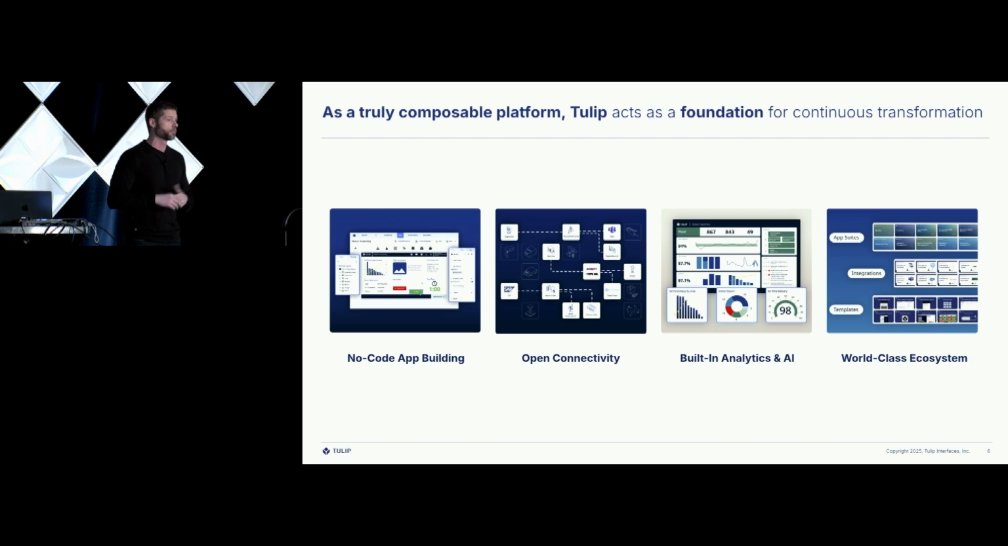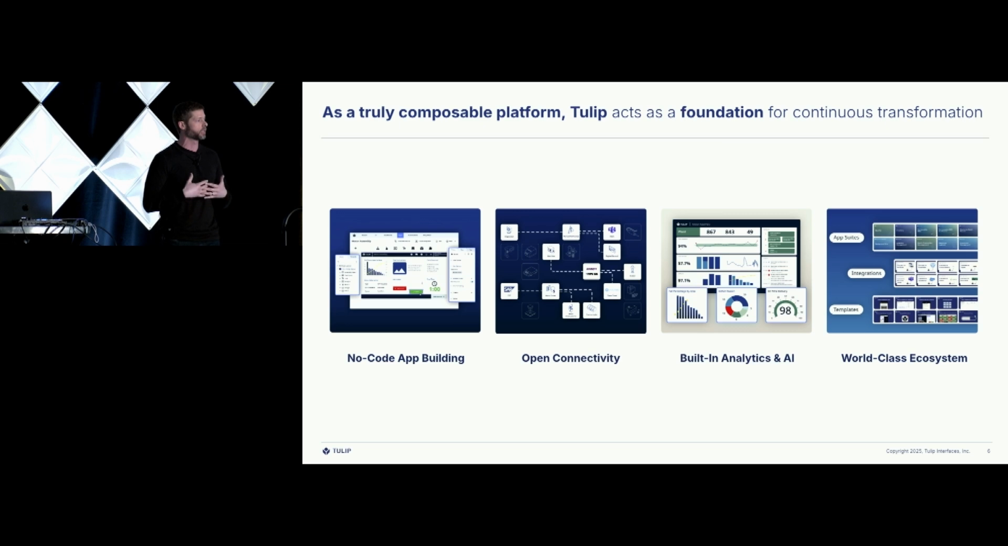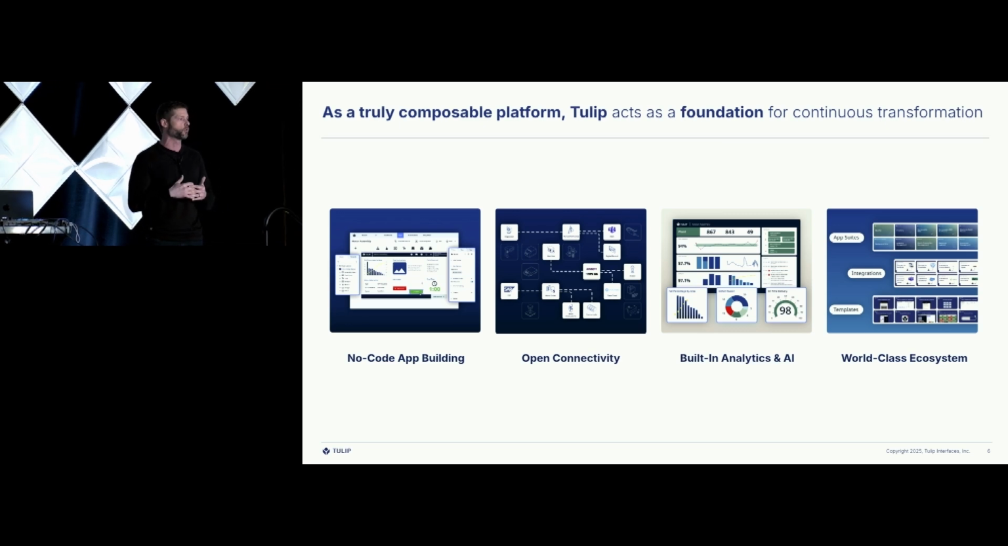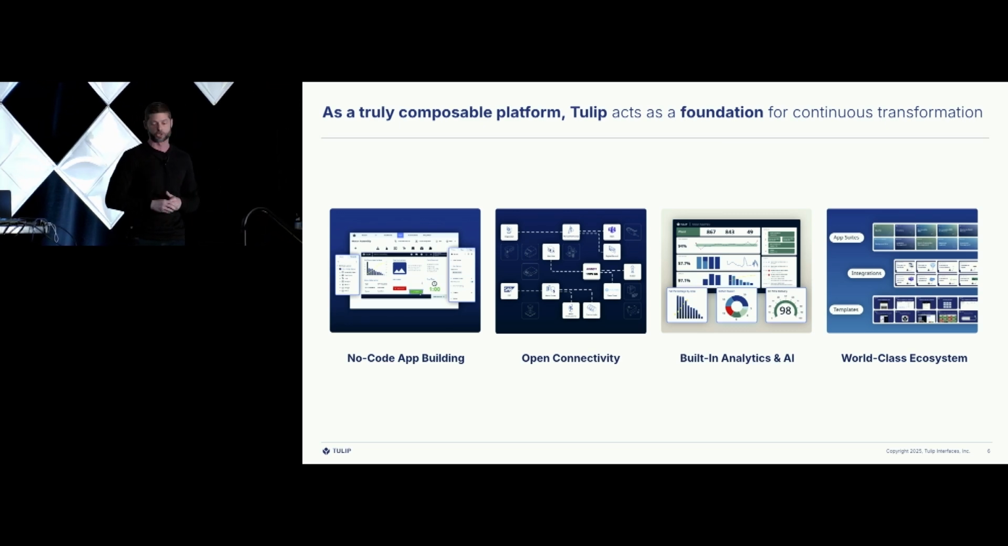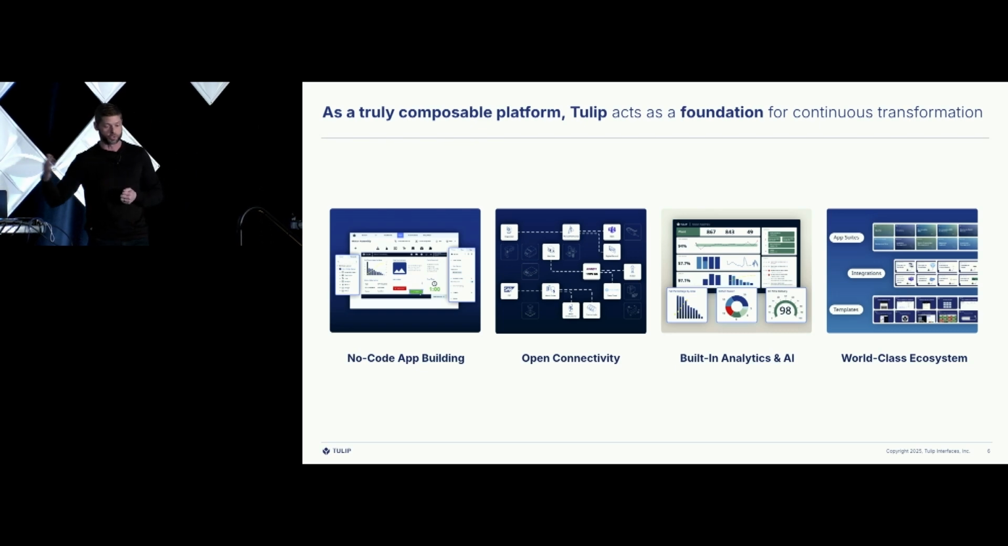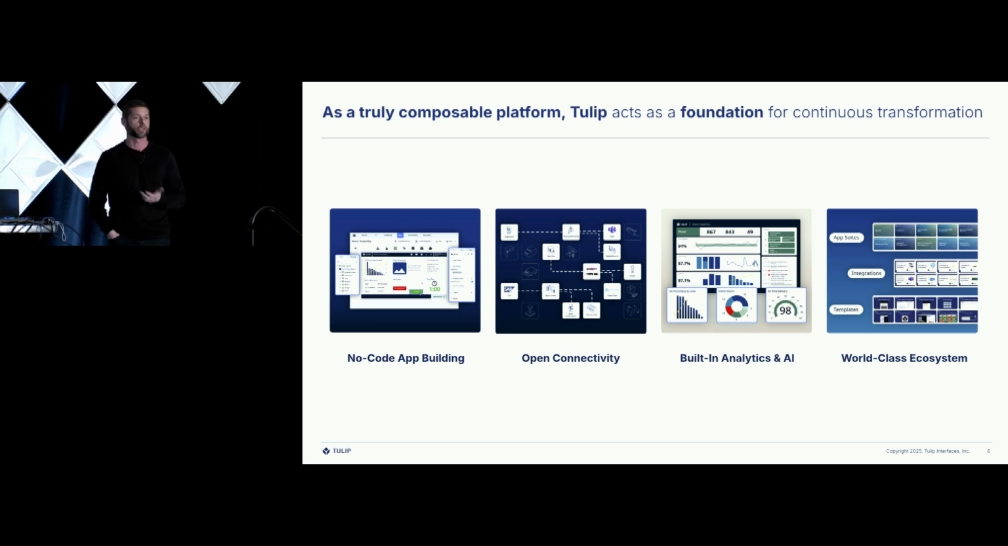So Tulip is a composable frontline operations platform, and we see Tulip as being the foundation for all the different use cases that I've just described here. A couple of things make the Tulip platform what it is. The first, it's no code. That means you don't need a background in software development to be able to build applications very quickly, as you'll see pretty soon. The second, and this is critical, it's an open platform.